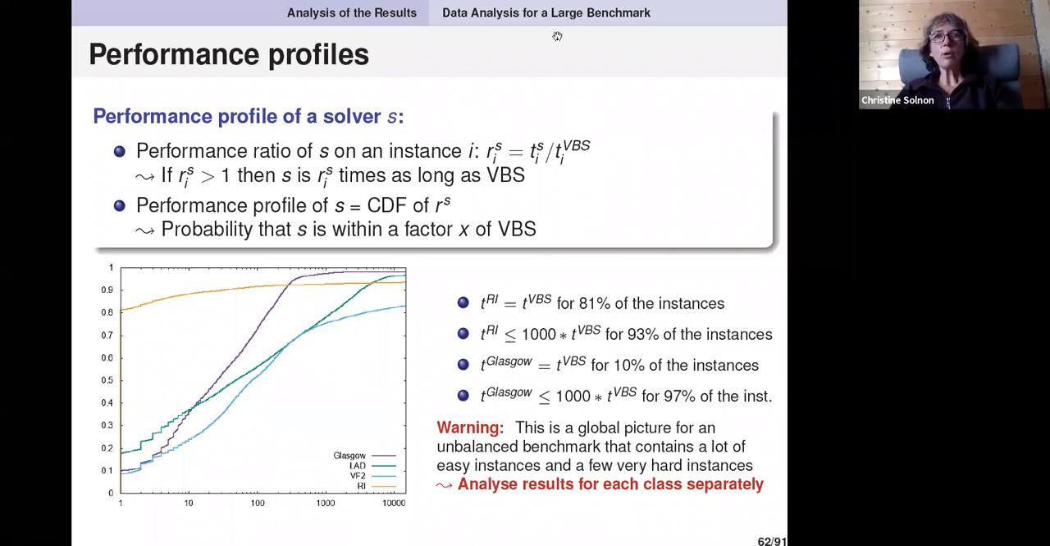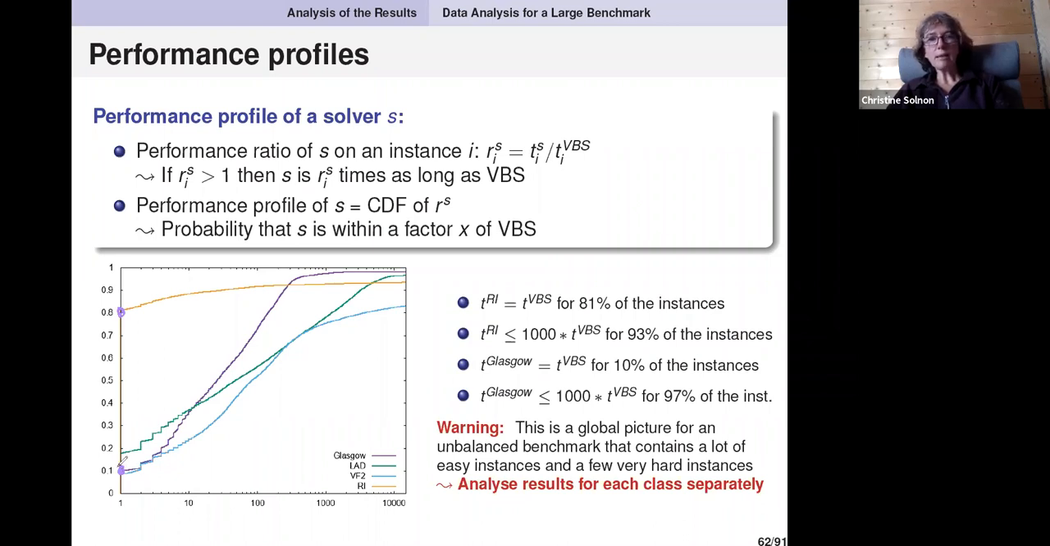So for my curve here, when x equals 1, it gives me the percentage of instances for which a solver is the best. So for example, Ri is the best solver for more than 80% of the instances. Whereas Glasgow, in purple, is the best solver for 10% of the instances.